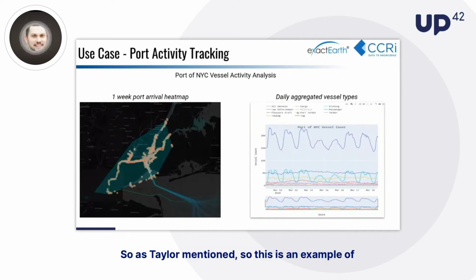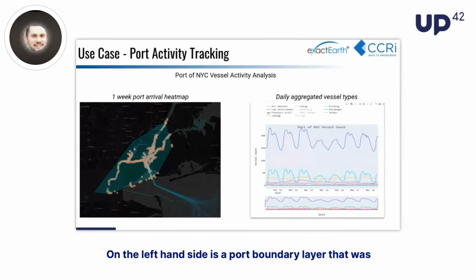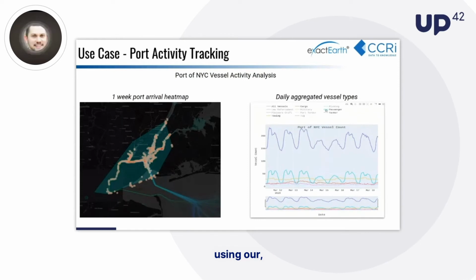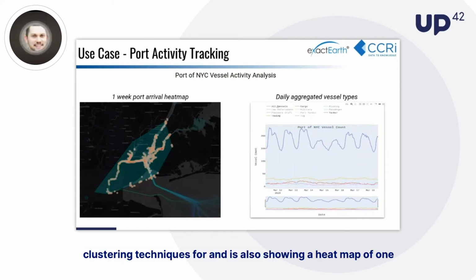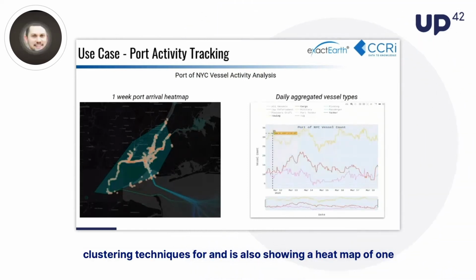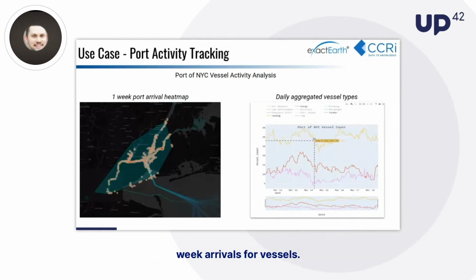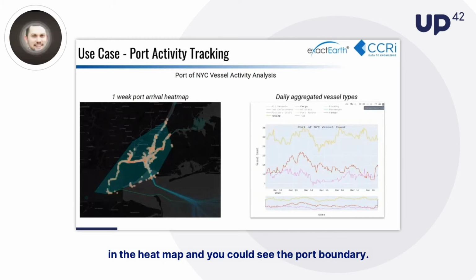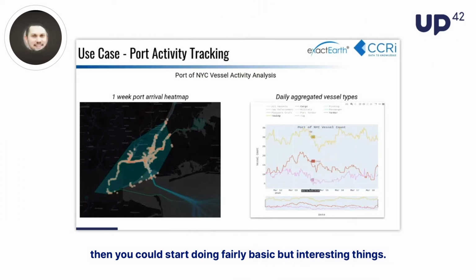So as Taylor mentioned, on the left-hand side is a port boundary layer that was created around New York City using our clustering techniques, and it is also showing a heat map of 1 week of arrivals for vessels. That's the red that you see there in the heat map, and you can see the port boundary. Then you could start doing fairly basic but interesting things.